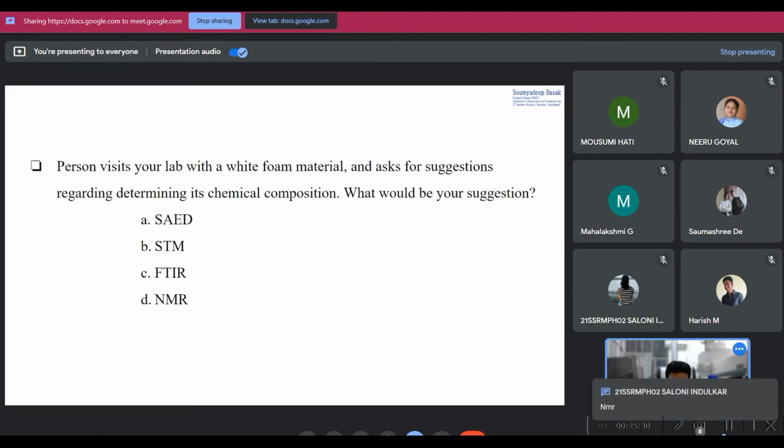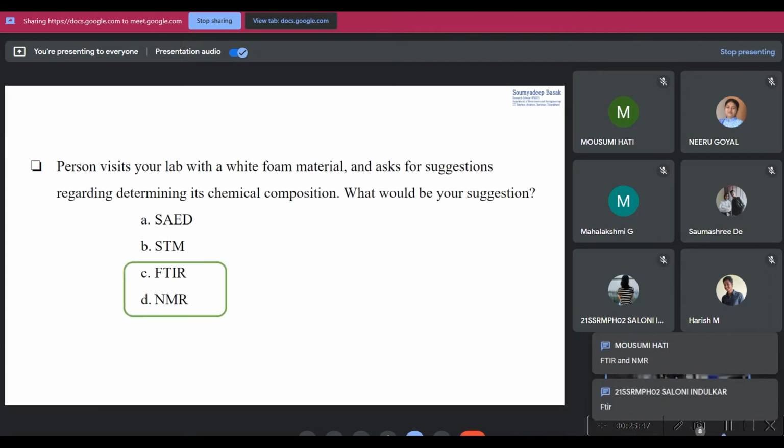Okay, it's a multiple choice. You can give more than one answer. What would be the possible answers to this question? Right, so both FTIR and NMR.